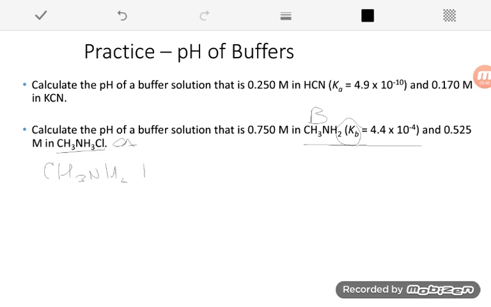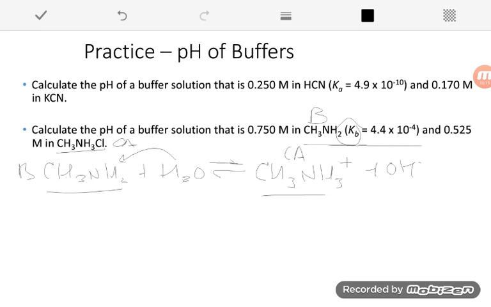I have CH3NH2 plus water. I always take my first thing and react it with the water. It's a base, so it must accept a hydrogen. So I'm going to get CH3NH3 plus, because I'm going to move an H plus over, and that's going to leave OH minus. So this guy must be my conjugate acid, because this guy here is my base. And we can see that CH3NH3 plus, that's my conjugate acid. The Cl, that must just be my neutral ion. Don't care about him, so I'm going to ignore him.